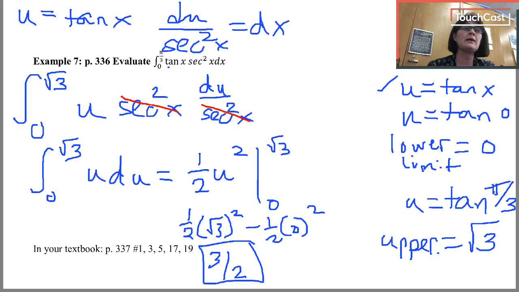So this is this idea of updating your limits so that they're u limits. It's going to follow us into chapter 7. It's definitely going to be tested on the AP test, so watch out for it. And these two methods of simplifying or integrating with a u substitution, you're going to need to know.